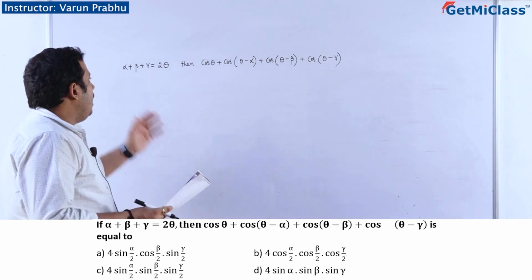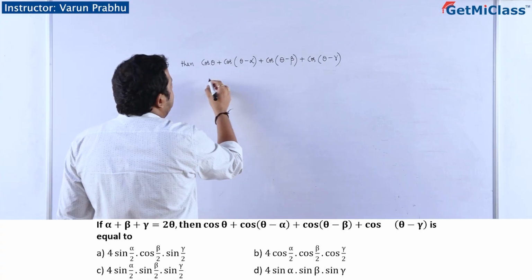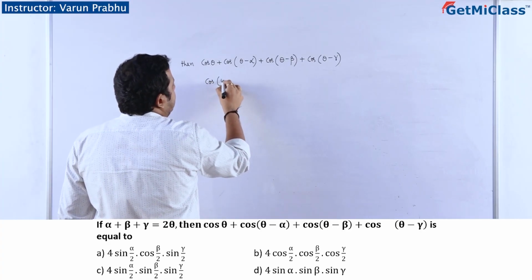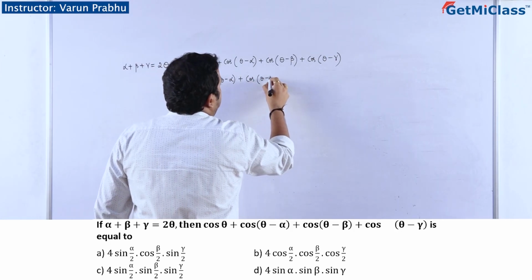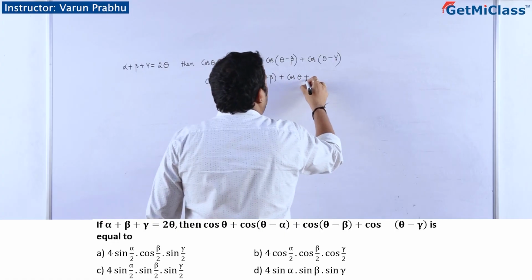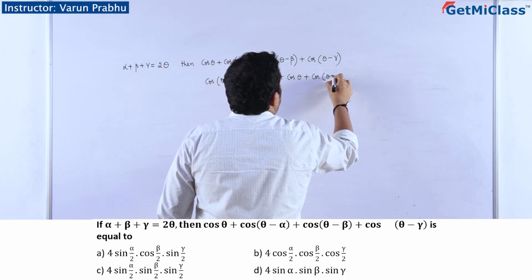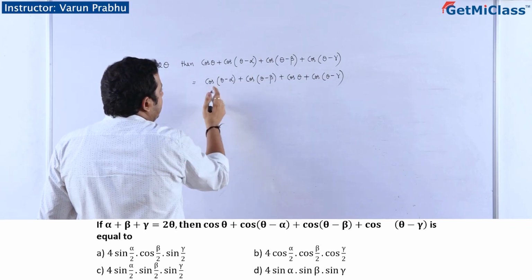It's told in the problem alpha plus beta plus gamma is equal to 2 theta, right? So I can write here cos of theta minus alpha plus cos of theta minus beta, plus cos of theta minus gamma. This answer can be written like this.